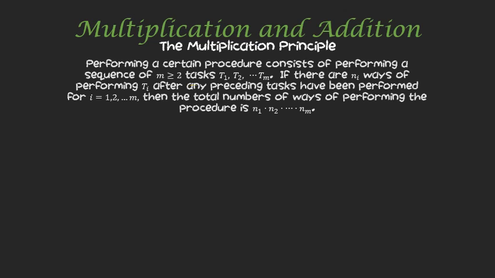So like I said, m tasks here, t_i, for each i. And how many ways are there to perform each task? So how many ways are there to do t_i? There are n_i ways of performing t_i. And then the total number of ways of performing the procedure would be just the product of all of them. Multiply all the number of ways together.